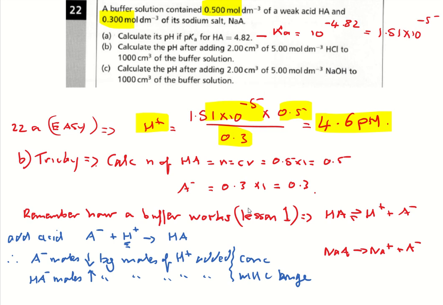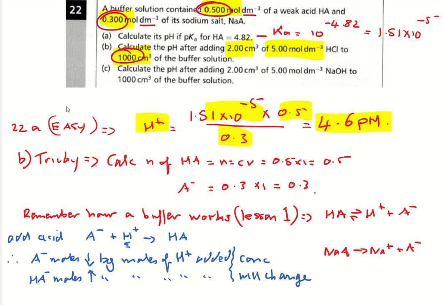So let's look at how we work this out when we add a certain amount of acid. So we're going to add 2 cubic centimeters of 5 moles per decimeter cubed hydrochloric acid to 1000 cc's of the buffer. So it makes it easier here that we've got 1000 cc's of the buffer. That means that I know how many moles of acid I have because it's per decimeter cubed, per 1000 cc's, and of course how many moles of salt I have, because again that's per 1000 centimeters cubed, 1 decimeter cubed.